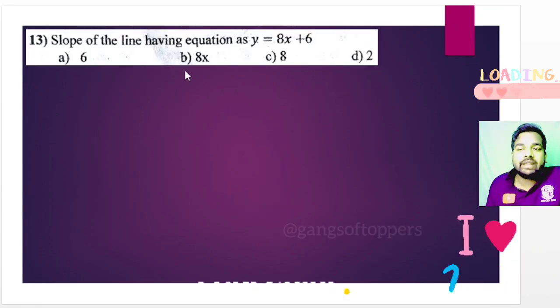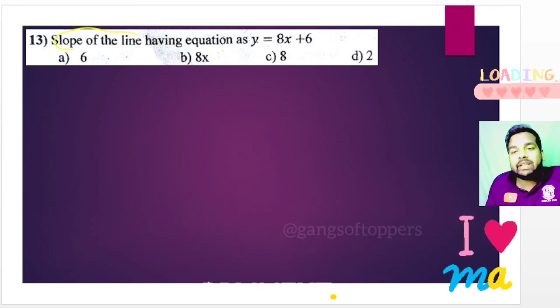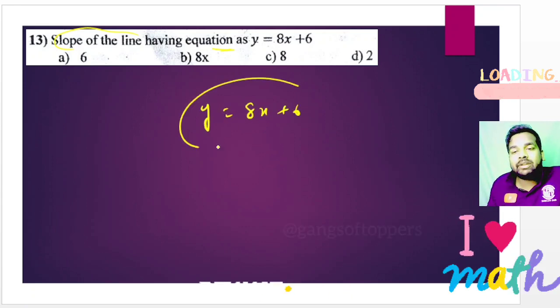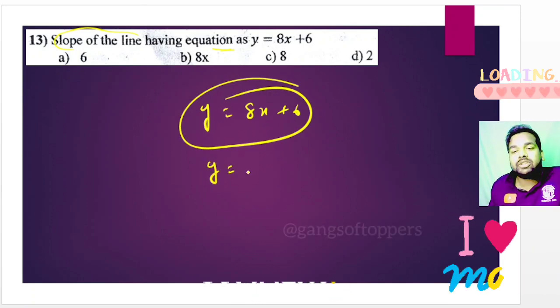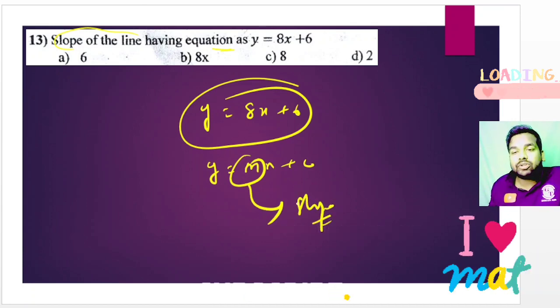Now the next question is asking us to find the slope of the line, and the equation of the line is given, that is y is equal to 8x plus 6. Everybody knows the concept that the equation of a line is y is equal to mx plus c, and here m indicates the slope. So for the slope of the line, just compare this equation with this formula. So here m is equal to what?